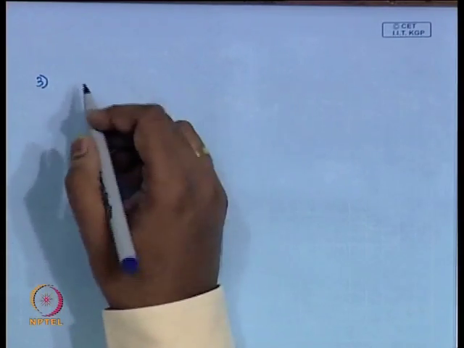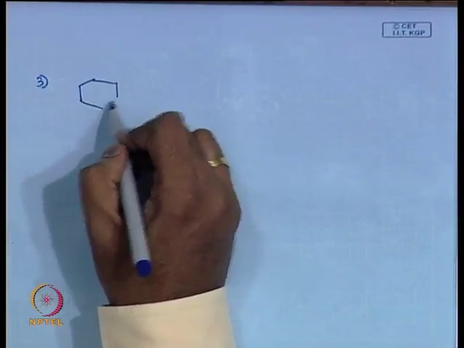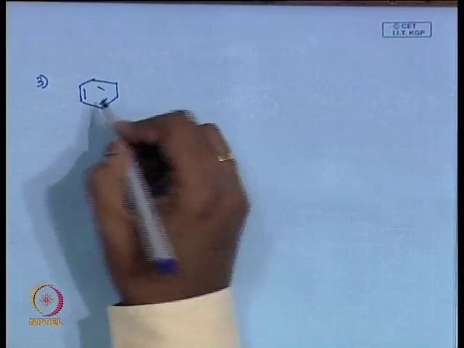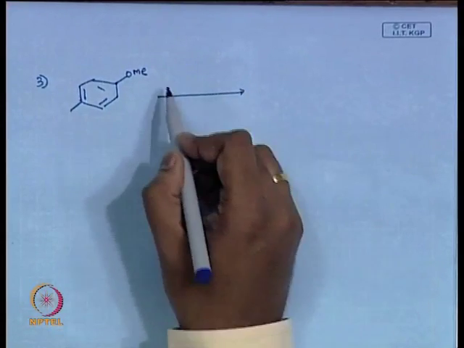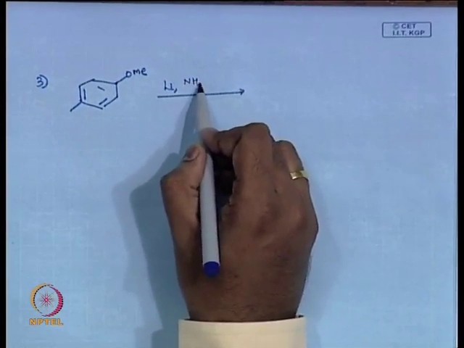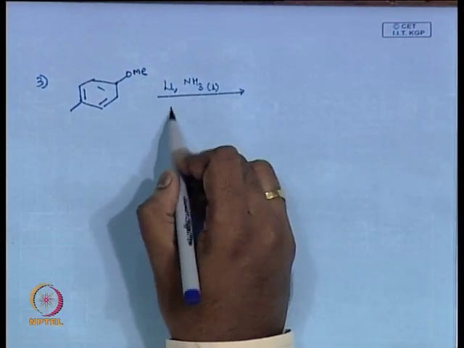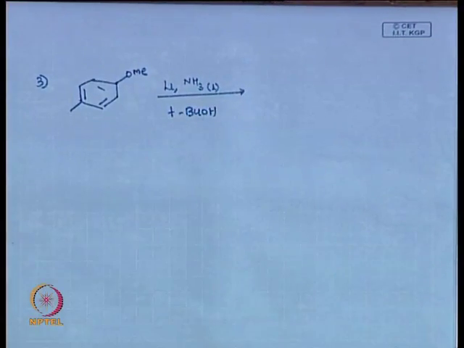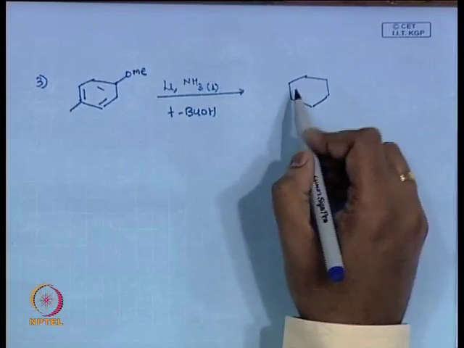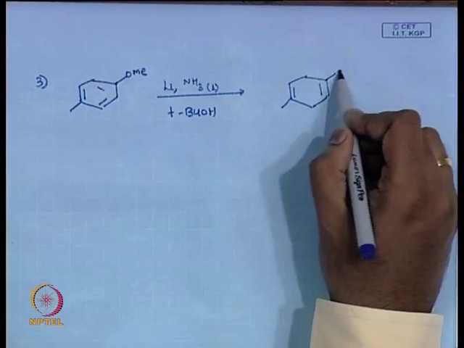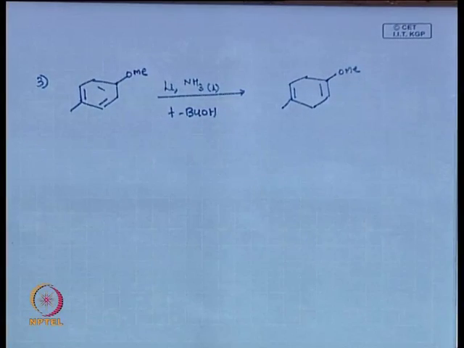Another example, same with your cyclics, with your Birch reduction. Remember your Birch reduction. If I use lithium in liquid ammonia, in tertiary butanol, remember this proper Birch reduction, you end up with this one. Now, you can treat this with ozone.